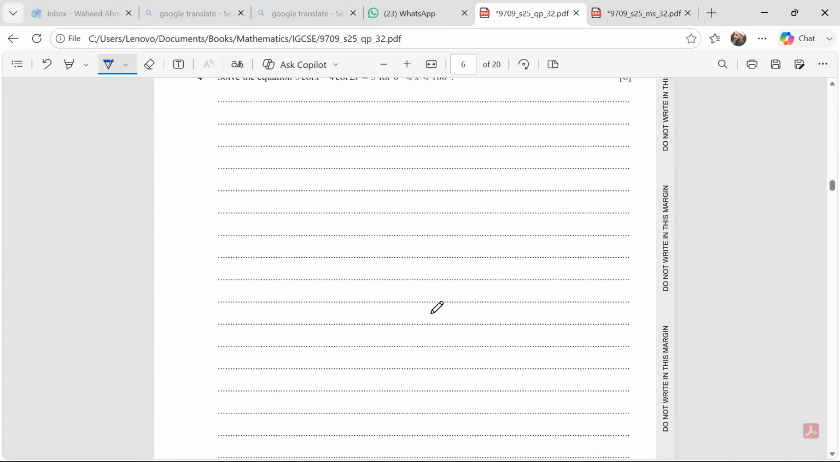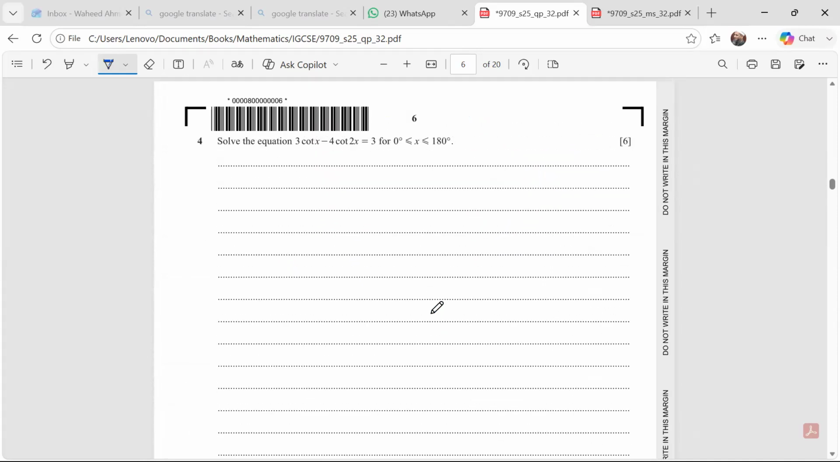Okay, question number 4. Solve the equation. Okay, what is this? 3 cotangent x is cos x over sin x, right? Minus 4 cotangent 2x, it is cos 2x over sin 2x, equals 3.